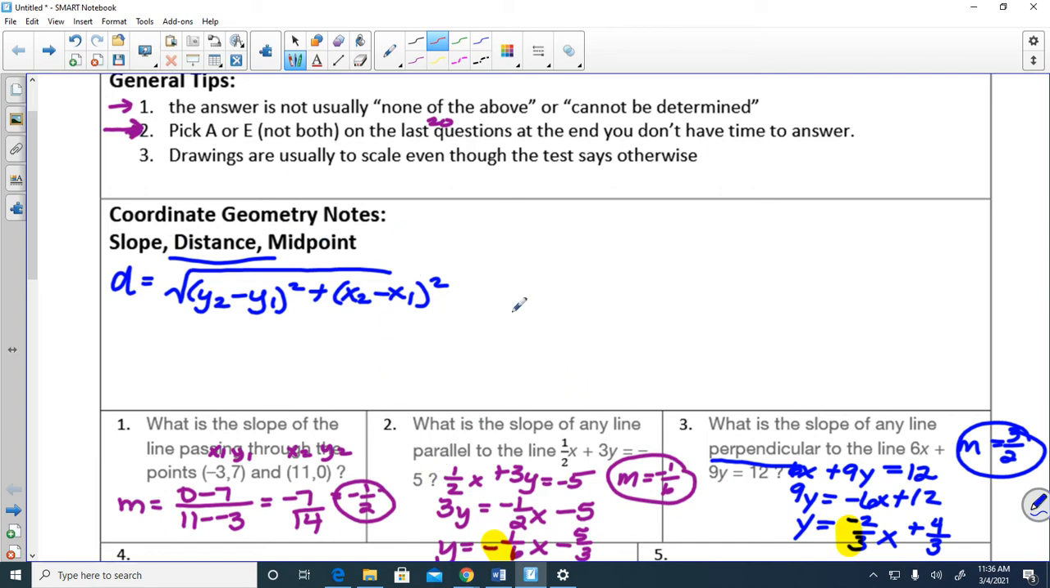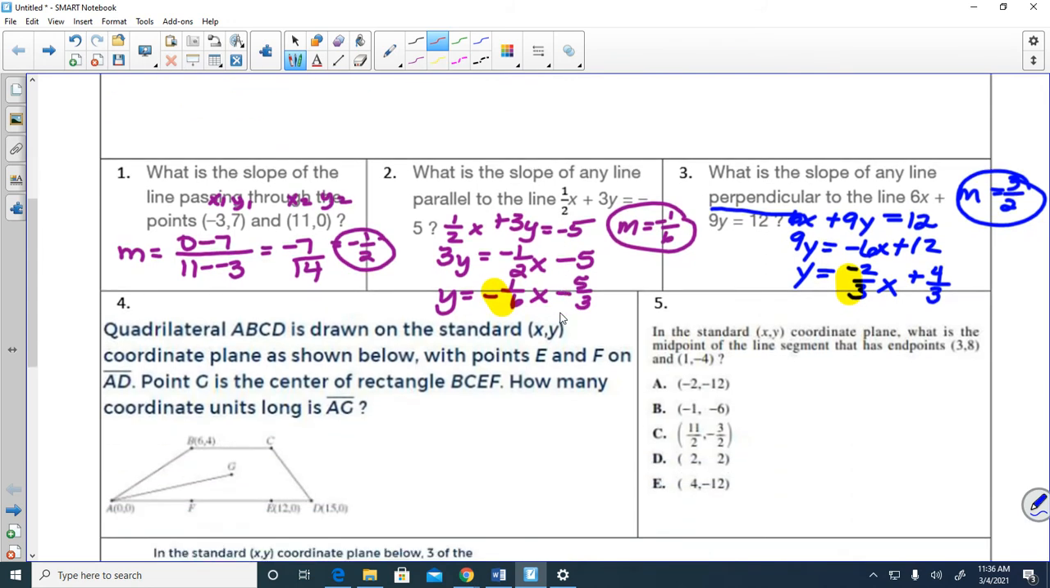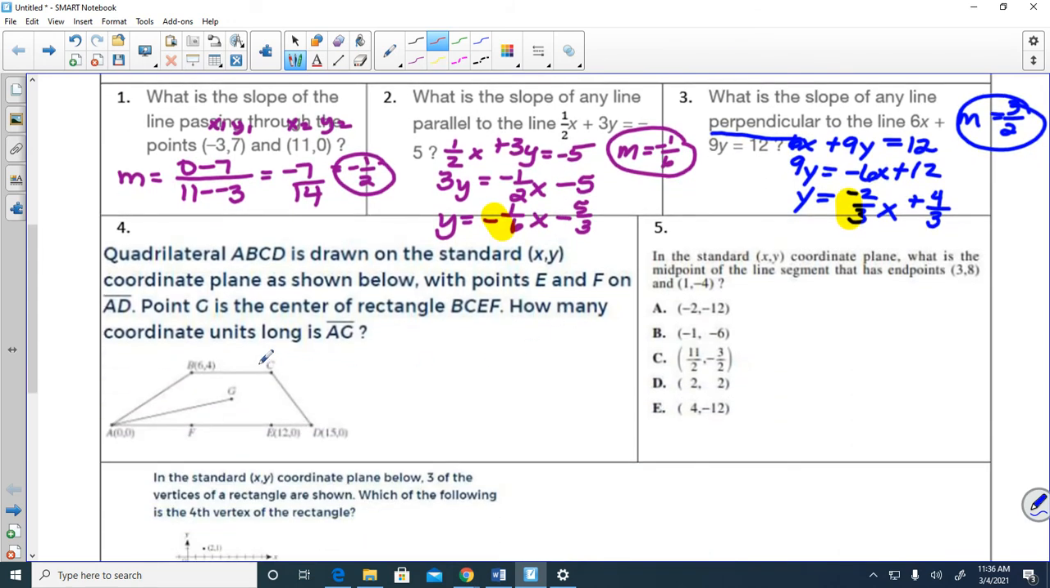So it might just be a straightforward distance question, or it might be something like question 4 that we see here, where it says quadrilateral ABCD is drawn in the standard XY coordinate plane as shown below with points E and F on AD. So E and F are on this bottom line. Point G is the center of the rectangle. How many coordinates long is AG? So how long is this?